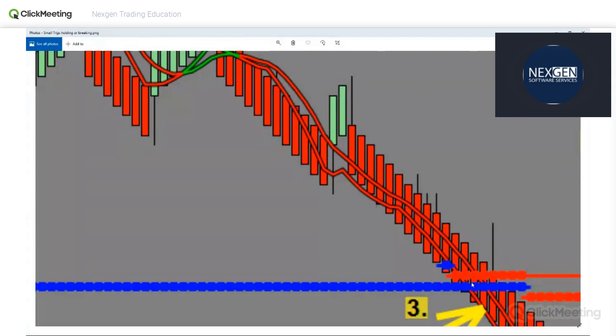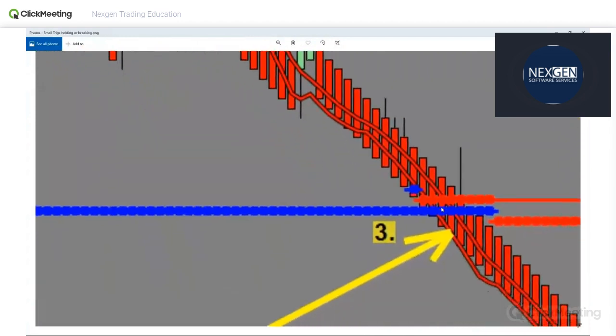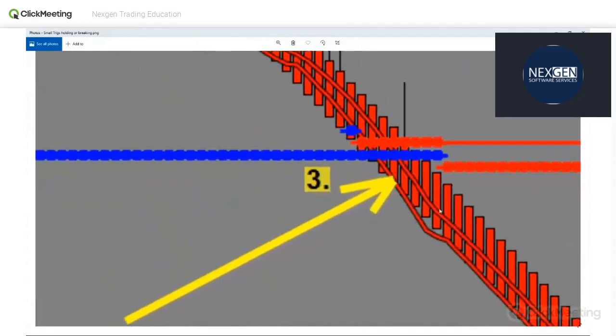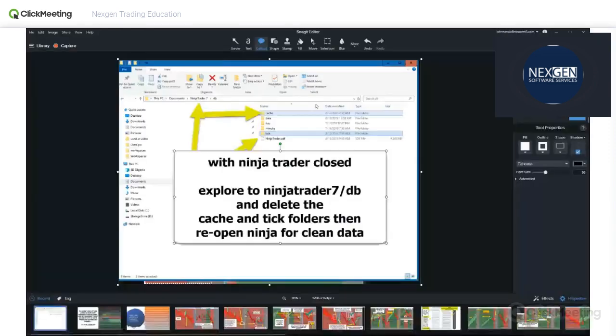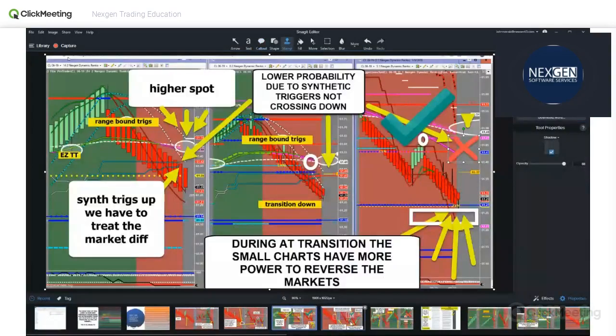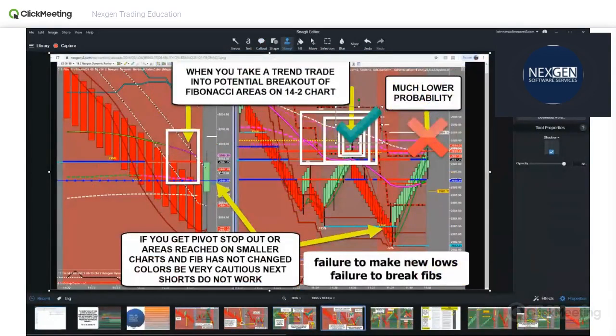Then when we get to a fib, we evaluate our triggers. And remember what we always say, if the triggers are really strong through a fib, we're going to take one shot at going short. Look, remember, watch. This is the same look. If the triggers are really strong past a fib, we're going to take one shot at going short. But if the fibs don't change colors, we're not going to take a second shot.